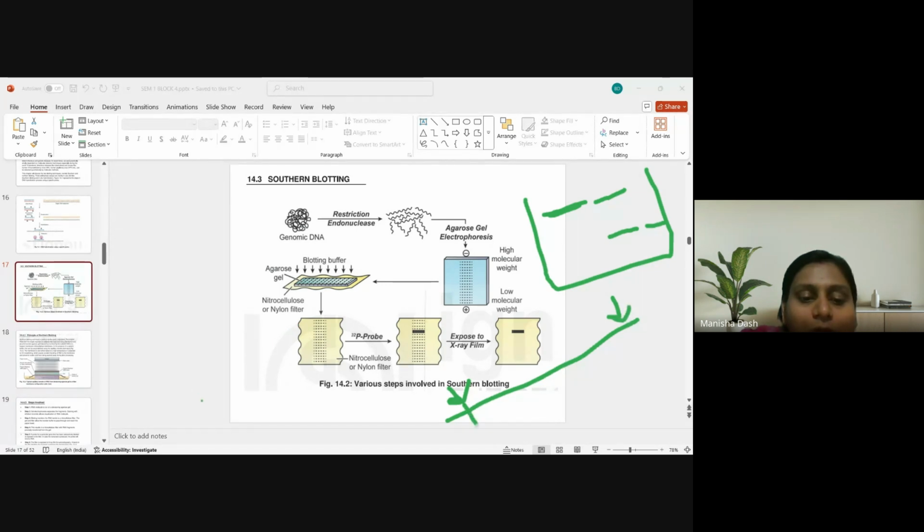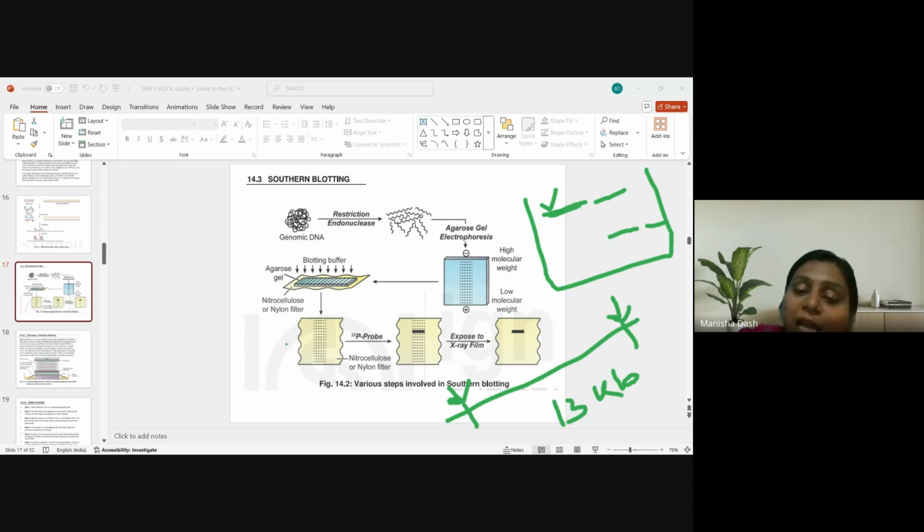So the restriction endonuclease will cut here, right? So how many bands will you get? Let's say this is 13 kb. Both copies of the gene will produce a segment which is 13 kb. So when you run it in the agarose gel, only one segment you will get, this 13 kb unit.